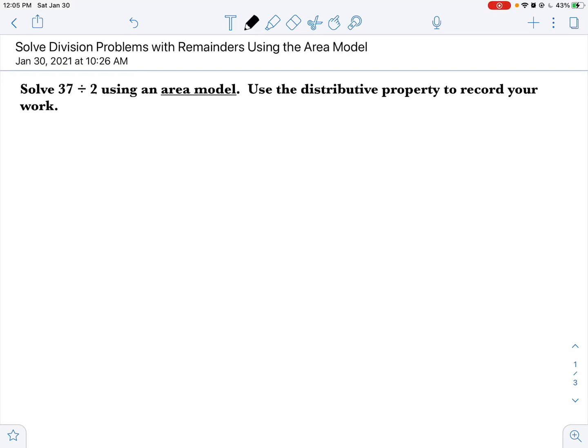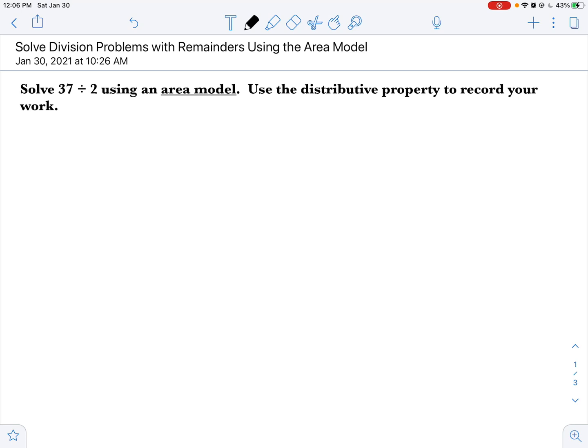Hello everybody! Today we're going to continue our work with solving division problems using an area model. And today we're going to take a look at what that looks like when we do have remainders. Mondays and Tuesdays problems all were problems that were evenly divisible with nothing left over. And today we will have some leftovers. So let's get right into it.